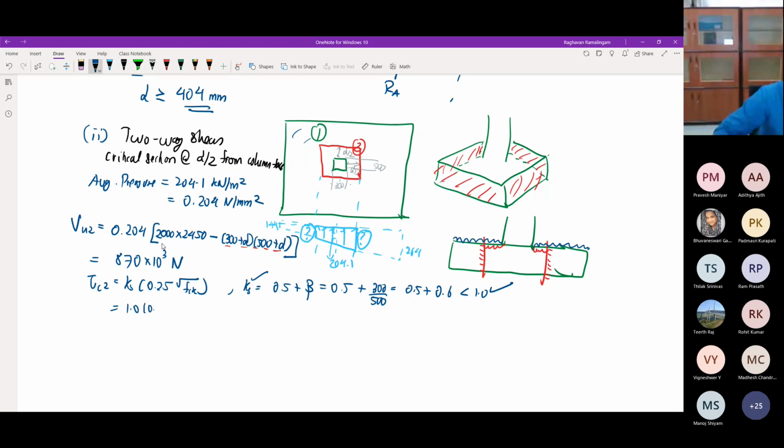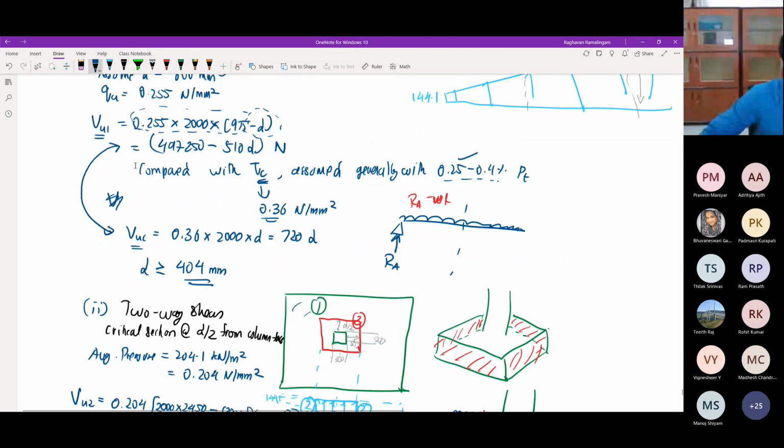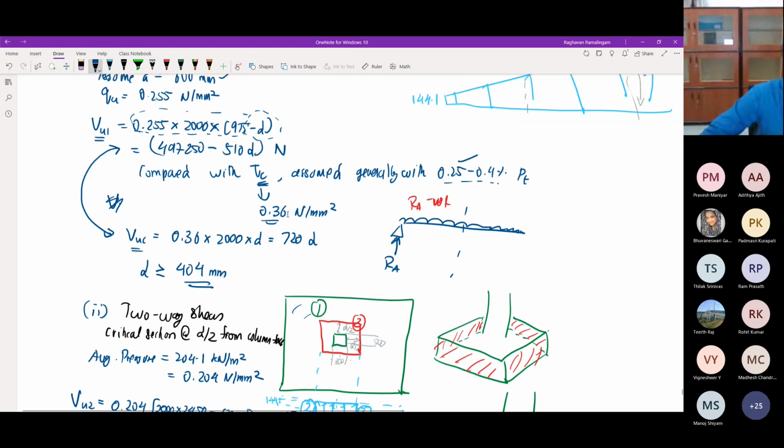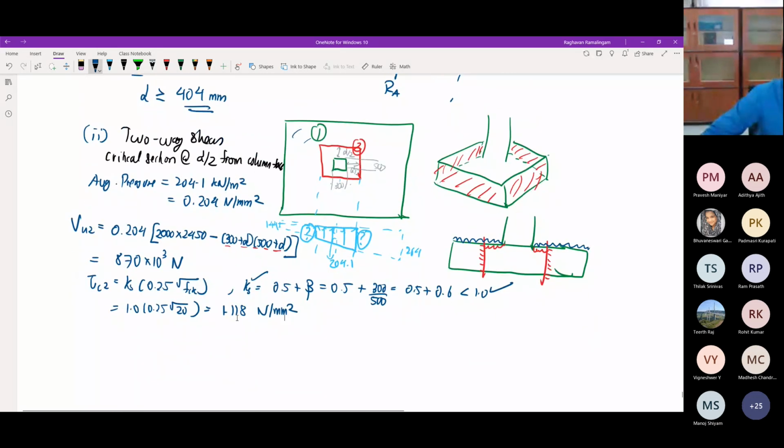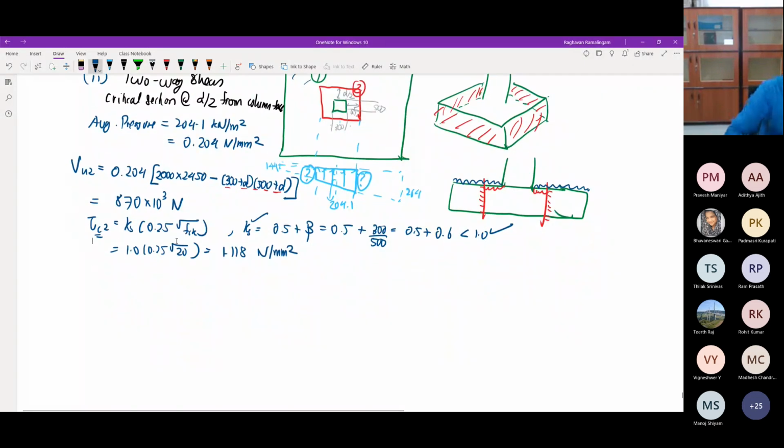So 1 times 0.25 times root of fck, which is 20, and therefore tau c becomes 1.118 Newton per mm square. You see the difference. The tau c which you have for one-way shear is only 0.36. This is more than 3 times. Okay, you have that much of an advantage in considering this two-way shear enhancement in shear strength. So this is one advantage that you have when you use this.